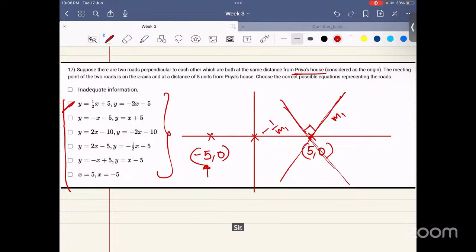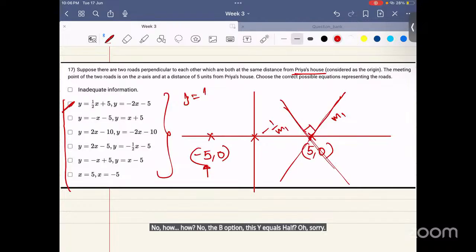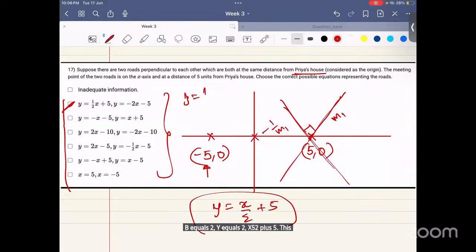Can you explain it? No, the B option, y equals x by 2 plus 5. This will not pass, right? I'm sorry, I was seeing the C one. Yeah, so this will not pass. Whatever the C, this will pass, right? Right, this will pass. Correct. Okay, so this can be a correct option.